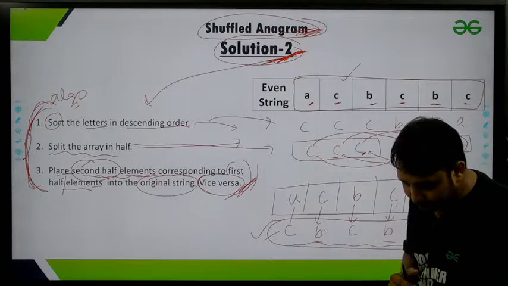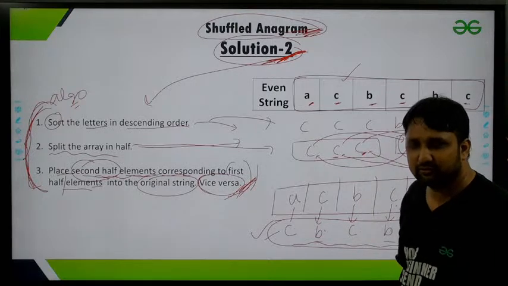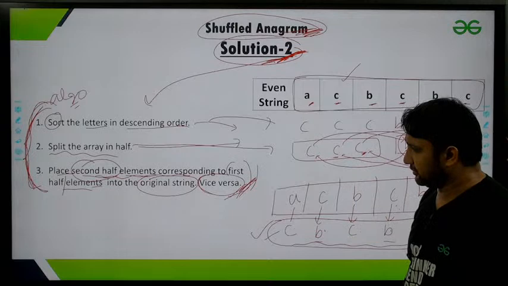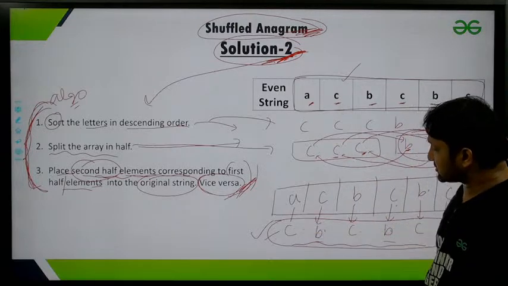Anybody? Anybody, please. Anything, you write anything. Please write anything. How do we get the shuffled anagram?